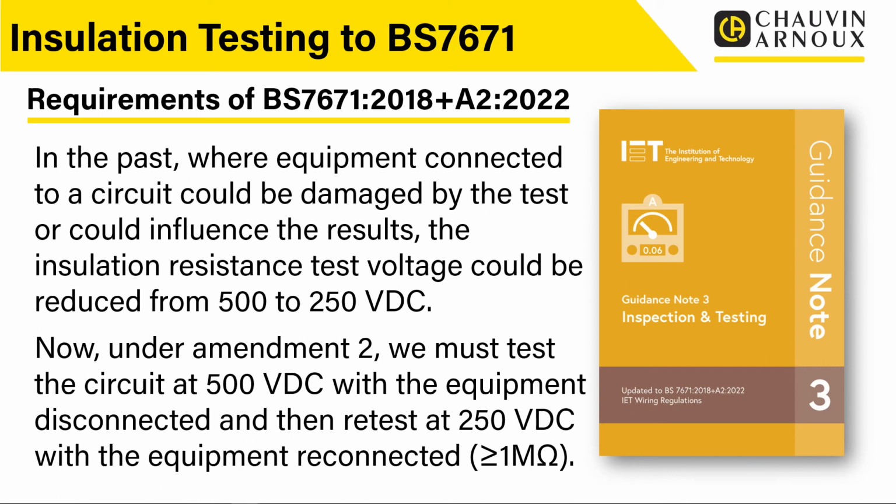Now, I think this is more written around initial verification. So for a new installation, we would test the wiring at 500 volts before we connected up equipment. A typical piece of equipment could be something like a smoke alarm. So we check the wiring, and then we'd connect the smoke alarm, and then we'd carry out the test at 250 volts, so we didn't damage it or cause any problems. That's a typical application of doing this.